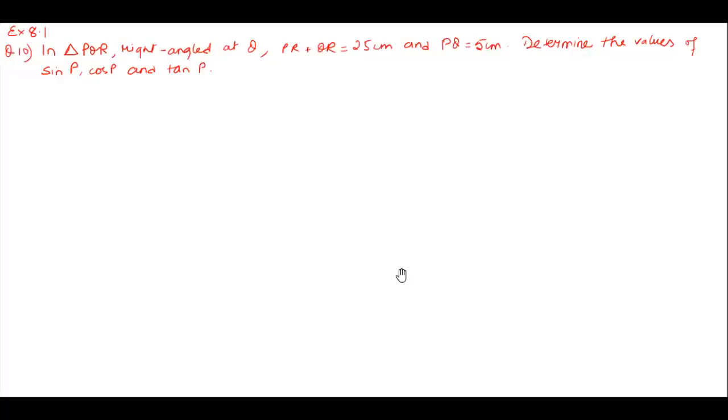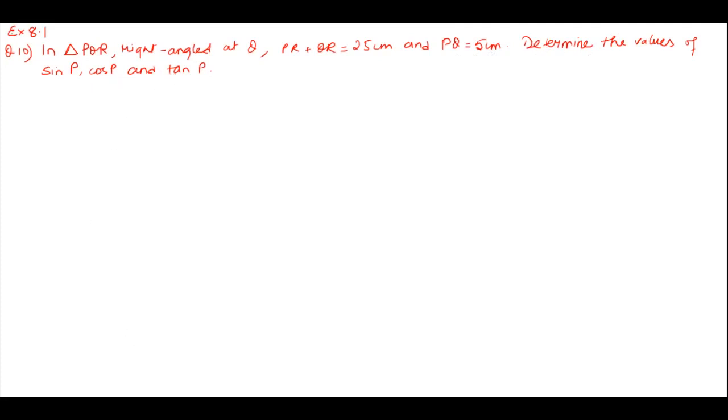So I'll be solving question number 10 of exercise 8.1. Let us first read out the question. In triangle PQR, right angle at Q, that means Q will be 90 degrees, PR plus QR is equal to 25 centimeter and PQ is equal to 5 centimeter. So determine the values of sin P, cos P and tan P.